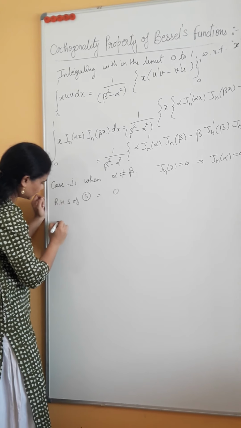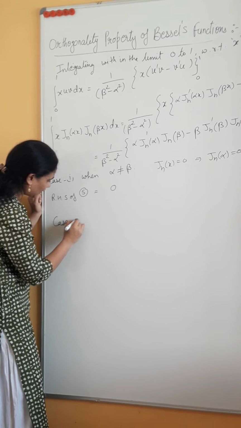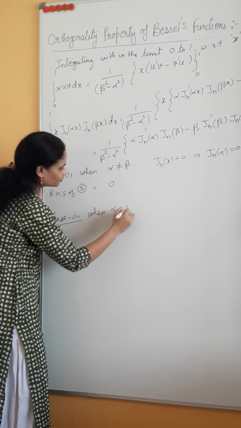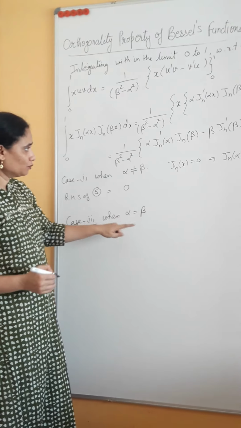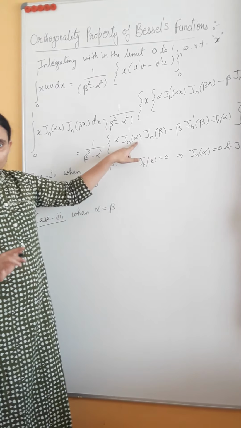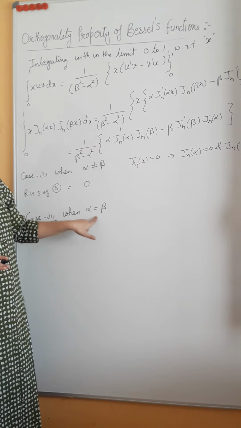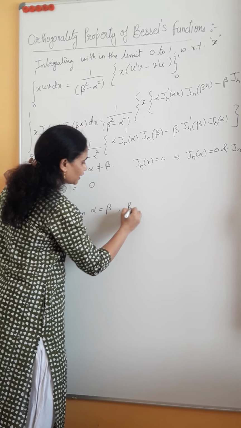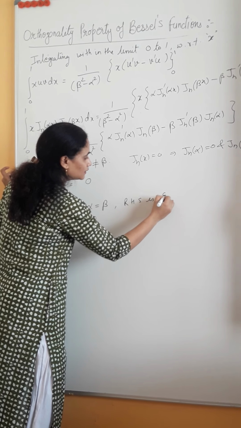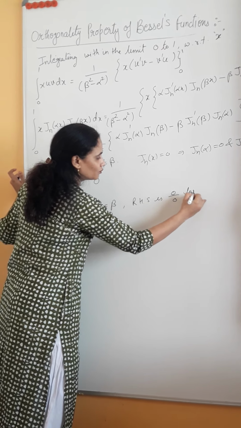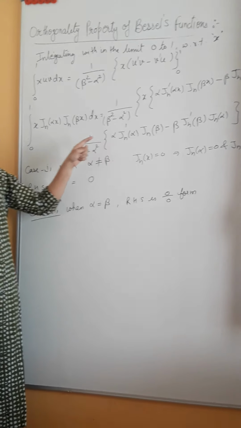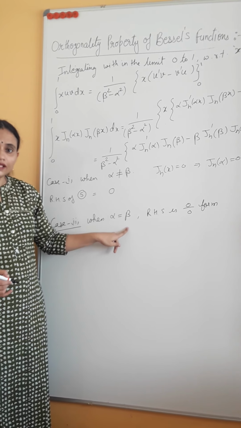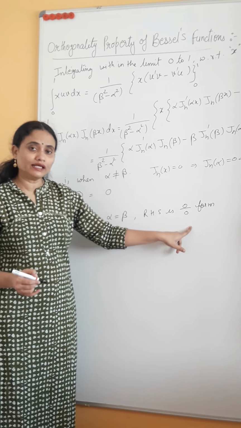Okay. Now let's consider the second part. Second part says when alpha is equal to beta. So when alpha is equal to beta, using this value, numerator is 0 and now denominator has also become 0. So what are we getting? So right hand side becomes 0 by 0 form. Correct? Numerator is 0 because of this property and denominator is 0 since now we are considering alpha is equal to beta. So it is 0 by 0 form.